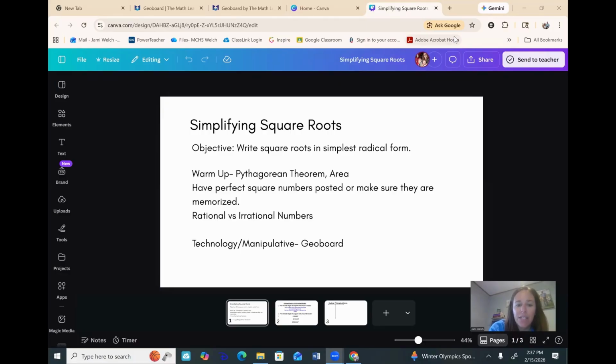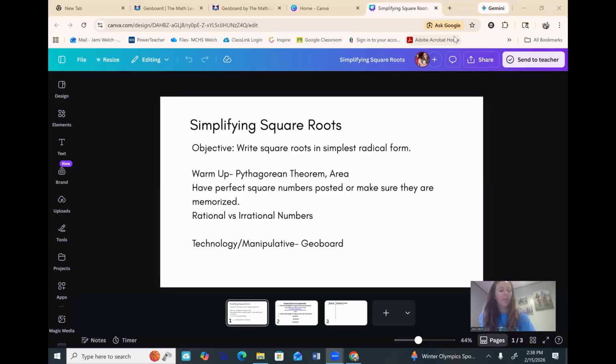The objective for students will be to write square roots in simplest radical form. It's very important that we keep that in mind throughout this lesson because I'm actually going to be talking a little bit about the Pythagorean theorem and area and things like that. So I would make sure that students are familiar with those things, kind of talking about the prior knowledge.